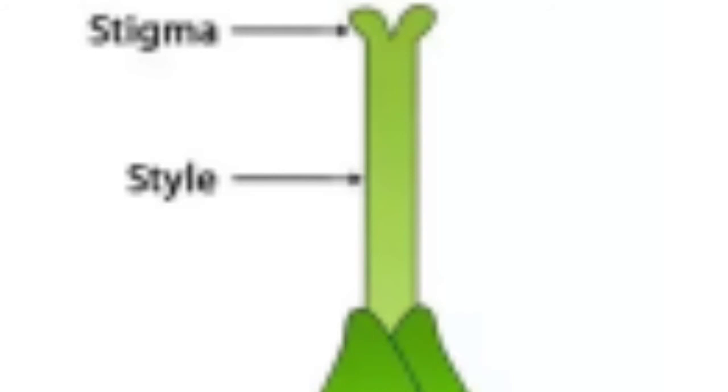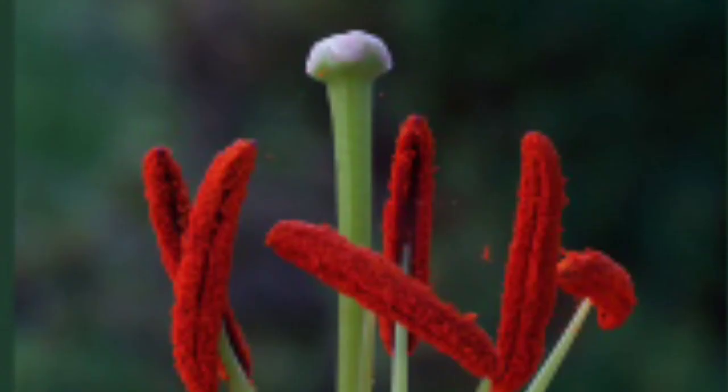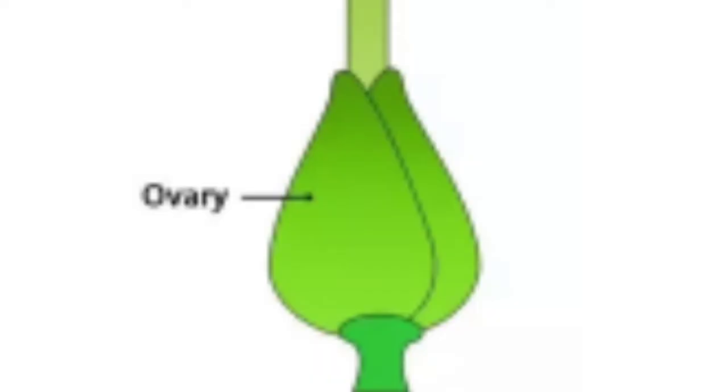Style. The style of a flower is a stalk that supports the stigma and connects it to the ovary. One major function of the style is to assist with fertilization by being the location where pollen tubes travel to deliver sperm cells to the egg.